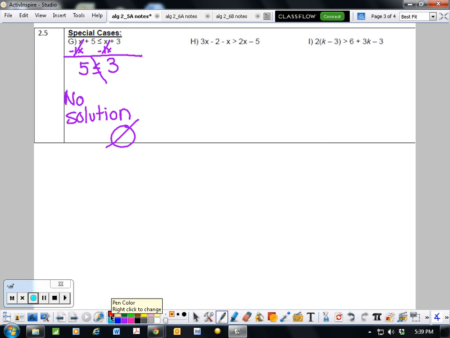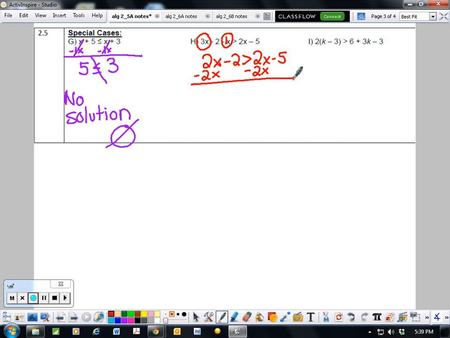Okay, so on the next one, it looks like we've got some combining like terms on that left-hand side. I've got a 3x. I have a minus 1x. So 3x minus 1x becomes 2x. I then have this minus 2. That's greater than 2x minus 5. I've moved my x's to that left-hand side. And again, my x's are disappearing. So now I have negative 2 greater than negative 5.